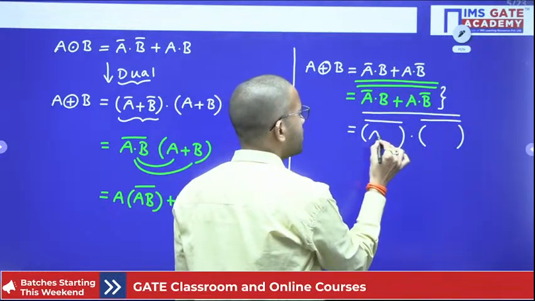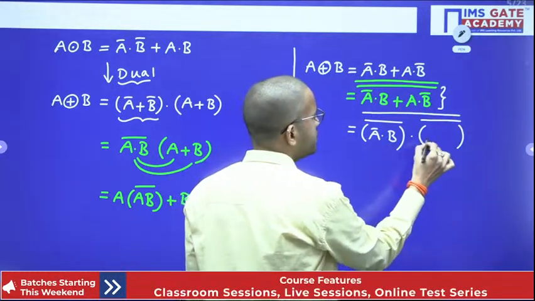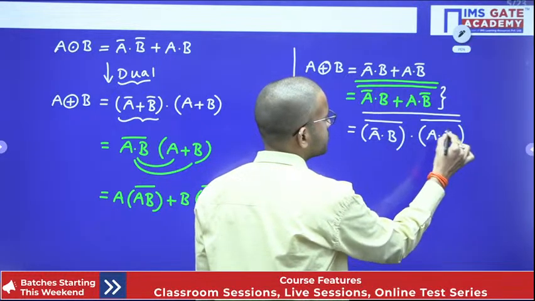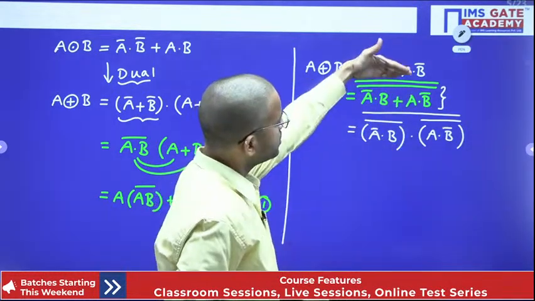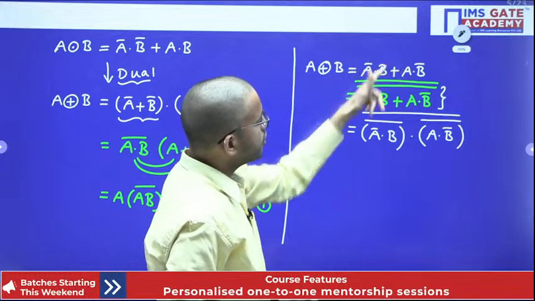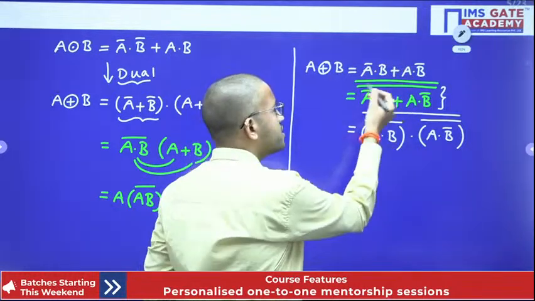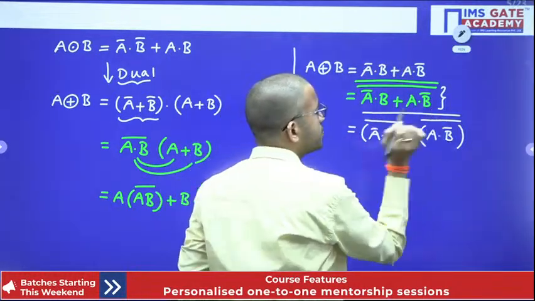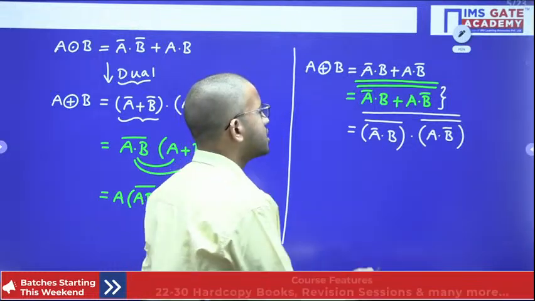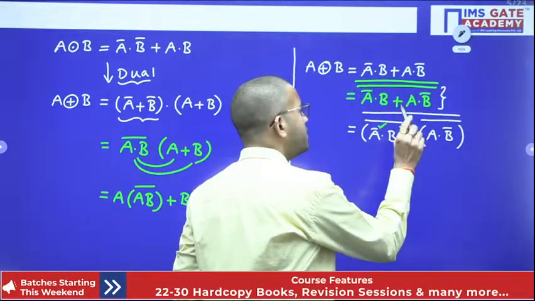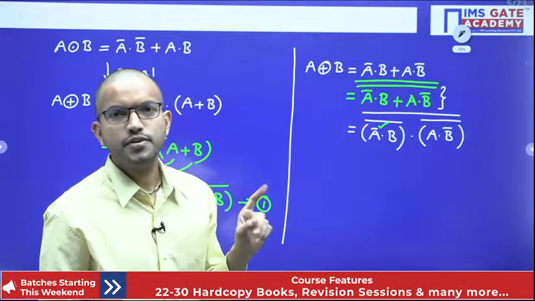First term is A bar B, second term is A into B bar. I am repeating once again: I kept the external complement as it is, and for the inner complement I have applied De Morgan's law, first term complement, second term complement. Now just observe. For implementing A bar, we require one NAND gate.